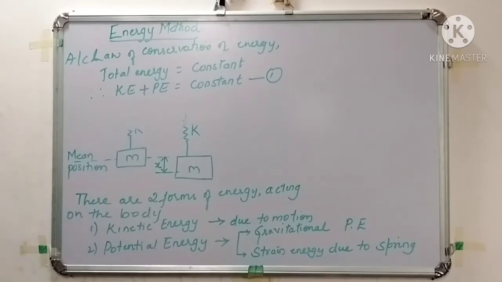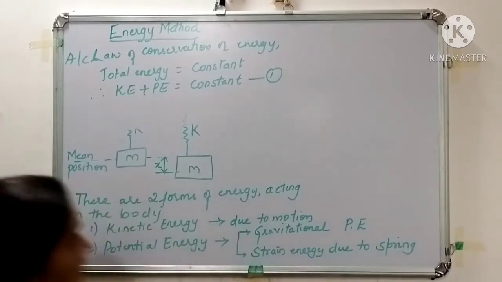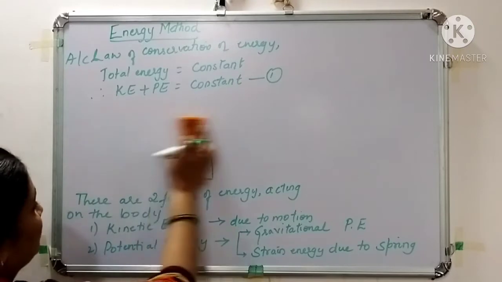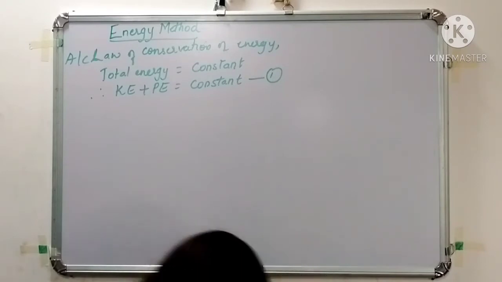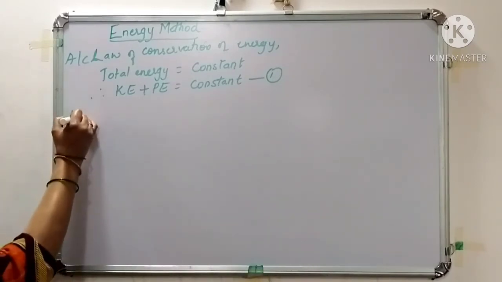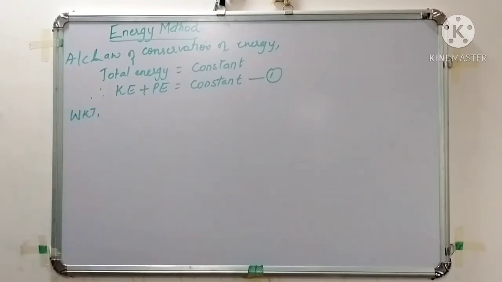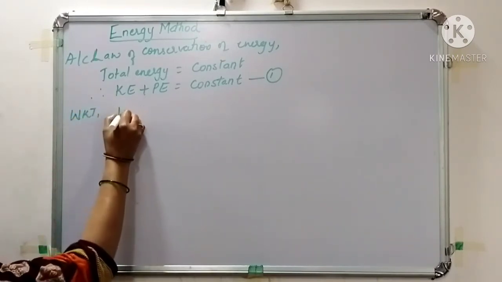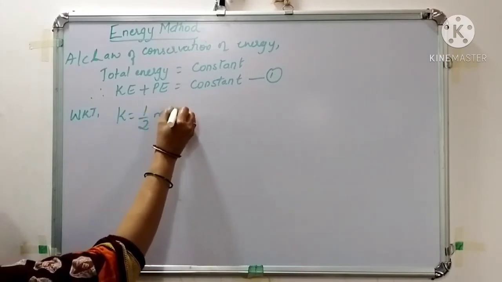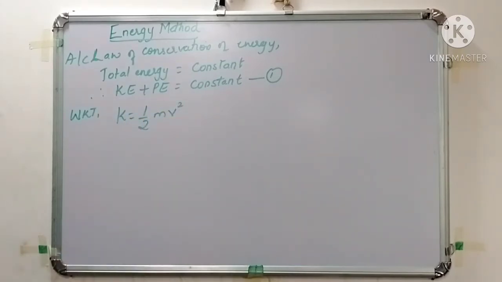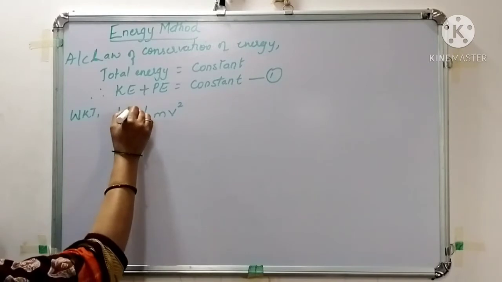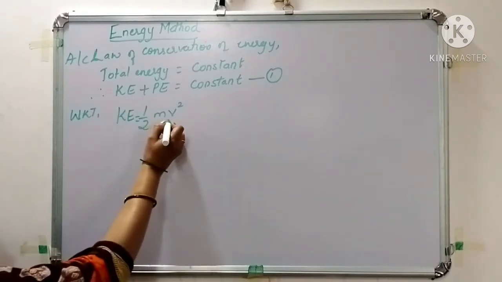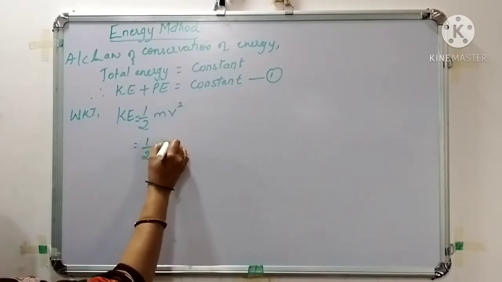Now, we want to substitute the values of kinetic energy and potential energy. So for that, we will take a figure. Now, write down. We know that kinetic energy is equal to half m v square. You know this equation, half m v square. What is v here?